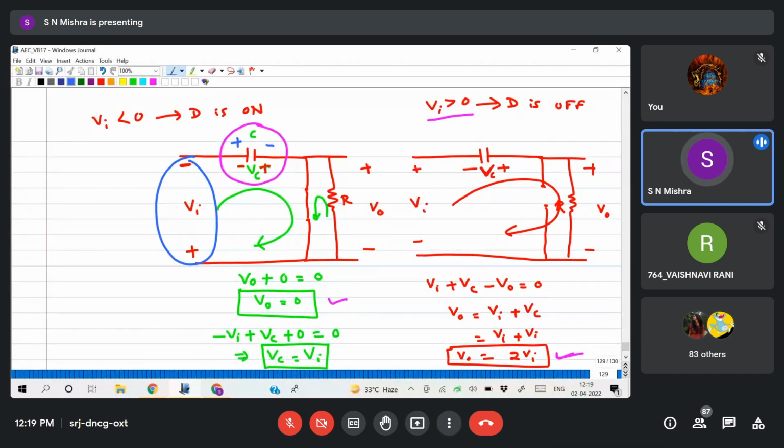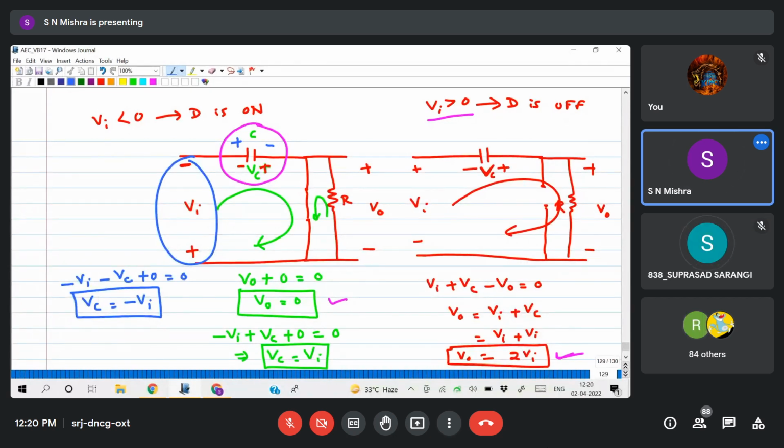Now let us see, if I am taking this one, then what is my output? Output voltage V0 will remain same because it is hot. Only change is I'll get in Vc. So plus to minus, minus Vi, then plus to minus, minus Vc, plus 0 equals to 0. So Vc equals to minus Vi. Got it? Is it understood?